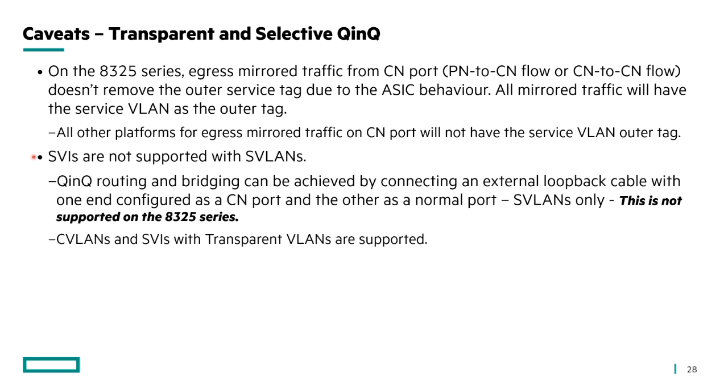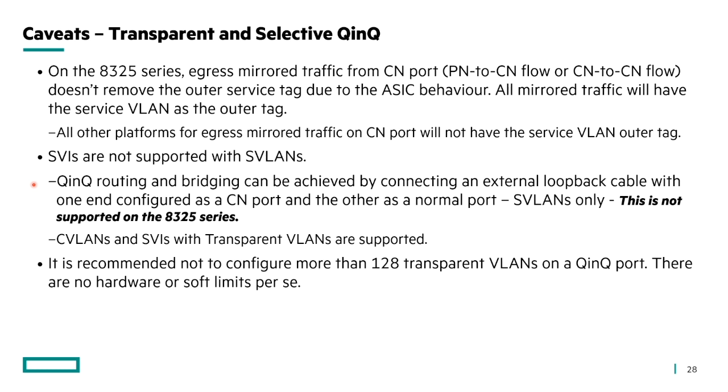For SVIs, they're not supported with SVLAN, so that's the key thing to note. There is a workaround that was actually part of base QinQ as well. QinQ bridging and routing can be achieved by connecting an external loopback with one end configured as a CN port, the other configured as a standard normal port. There you can configure SVI, but this is not supported on the 8325 series. So CVLANs with SVIs and transparent VLANs are supported as normal, of course.